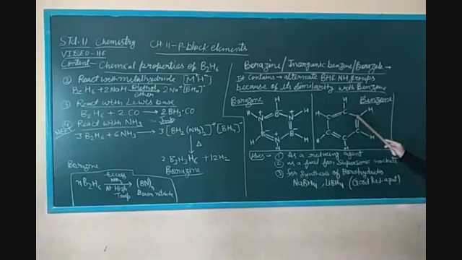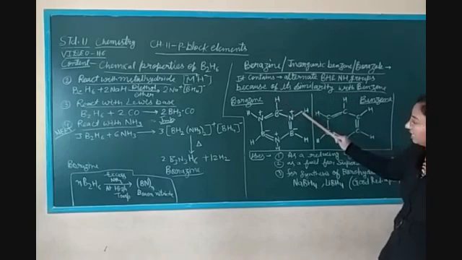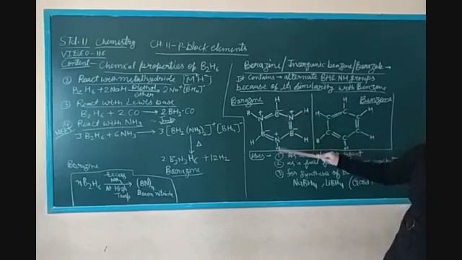You already know the benzene structure: CH double bond CH, single bond CH, double bond CH, single bond CH, double bond CH, single bond. Alternate sequence of double bond and single bond is known as a conjugated system, right? So that is benzene, and here you see in borazine BH and NH, and double bond and single bond alternate.